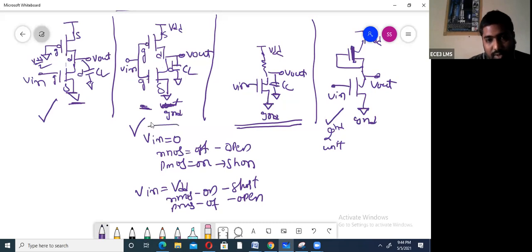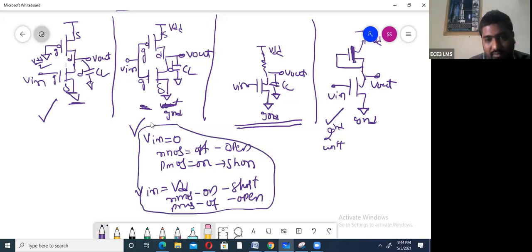So like that, you have to explain the operation for any inverter. For this inverter operation also, when Vin equals 0, which transistor is on, which transistor is off, and the output is connected to VDD or ground. For Vin equal to 1, which transistor is on, which transistor is off, and the output is connected to VDD or ground. That operation you have to explain, either for the pseudo NMOS inverter or the CMOS inverter.